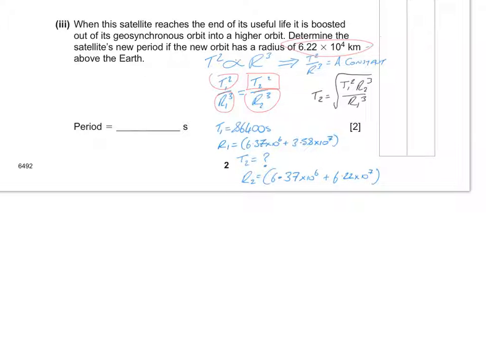And that comes out to be 179,786 seconds. So to 3 significant figures, which is the only accuracy we had in the original numbers, we'd quote that to 1.80 times 10 to the 5 seconds. Okay.